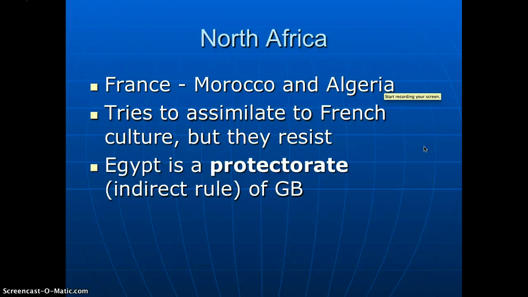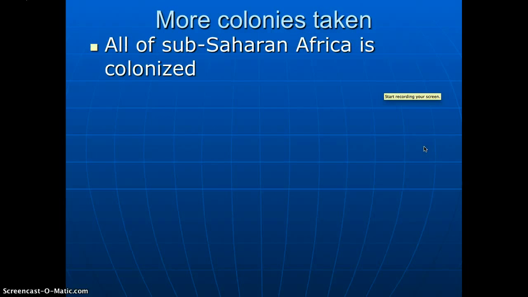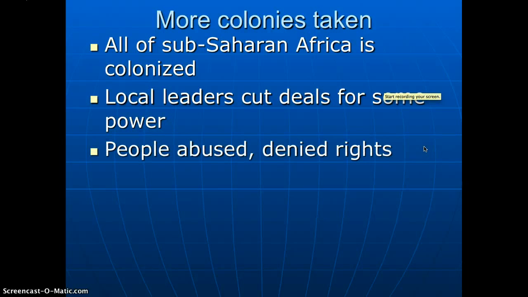Egypt, also another colony in North Africa, an important one, is a protectorate of Great Britain, meaning that there was indirect rule by the British. That will change, as we'll talk about in more detail when we get to the Middle East. More colonies: all of sub-Saharan Africa, so anything south of the Sahara Desert, is colonized. Local leaders cut deals for some power, but again, it wasn't really a big deal. Not a lot of decisions being made by them that are important.